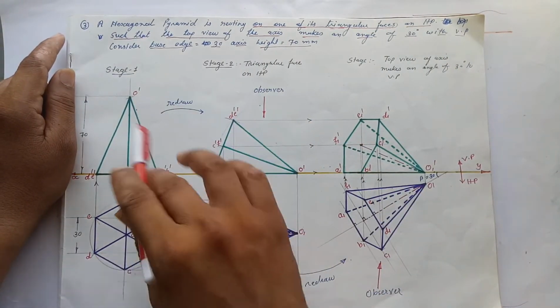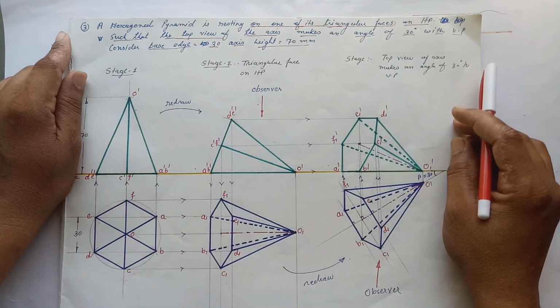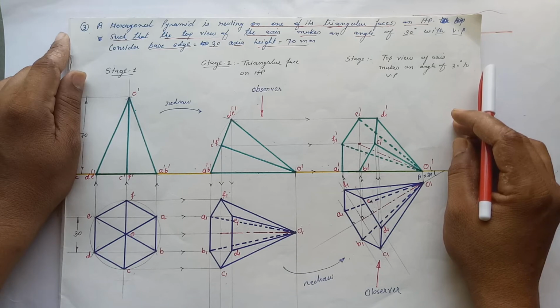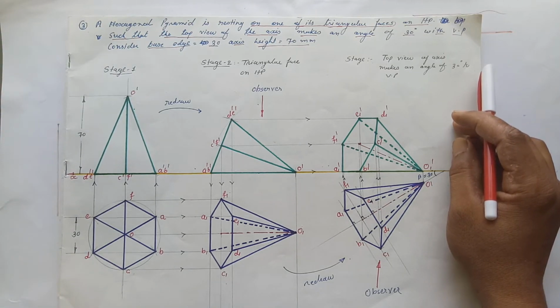Now first of all we have to draw the first stage, but here in this question the resting condition of base edge and base corner is not given. So how can we derive the first stage? In the second session, when we had drawn the first stage resting on its base edge, showing the base edge on HP, at that time we discussed another point: if the condition of the triangular face is given, the first stage will remain the same as we have drawn when the pyramid is resting on its base edge.